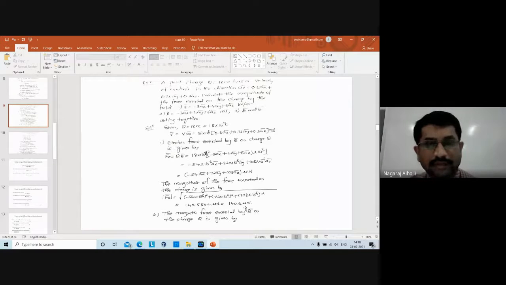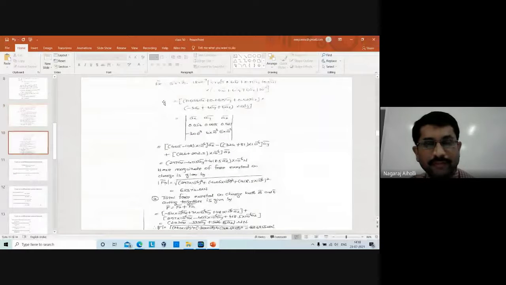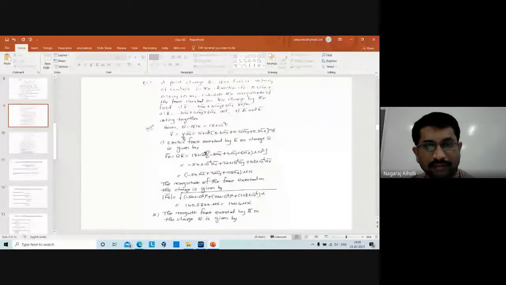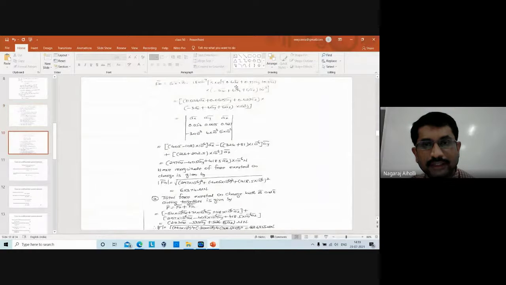Next, the second part of the problem: the magnitude of the force exerted by B bar on the charge Q. That is the magnetic force Fm we have to calculate. It is dependent on the velocity. So the formula is Fm bar equal to Q into V bar into B bar. Q is 18 into 10 raised to minus 9. V bar, we have written at the beginning, is 5 into 10 raised to 6 into 0.6 AX bar plus 0.75 AY bar plus 0.3 AZ bar.